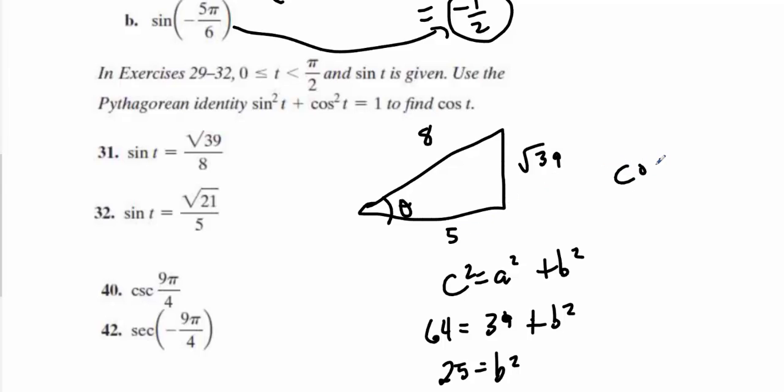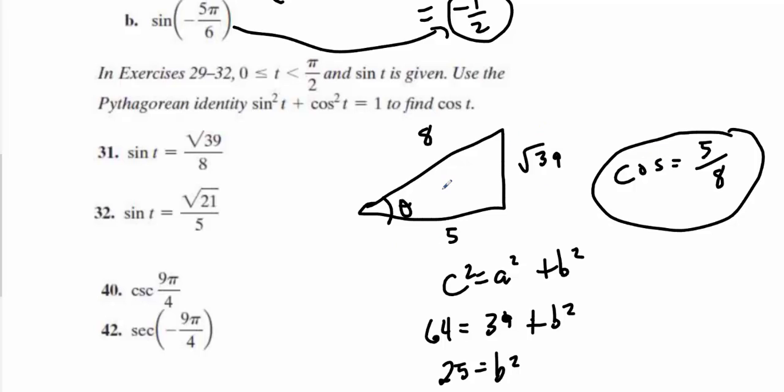So I could find cosine really easily. If all it asked me for was cosine, it would be 5 over 8. If I asked you for any other pieces, you could just evaluate it the normal way, just plug them all in. Right? So same way on 32.